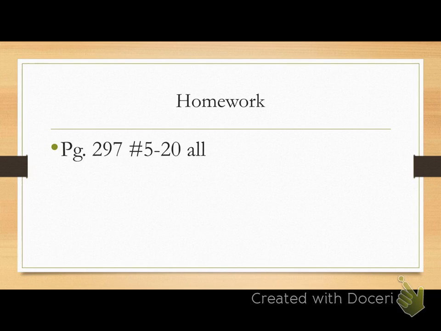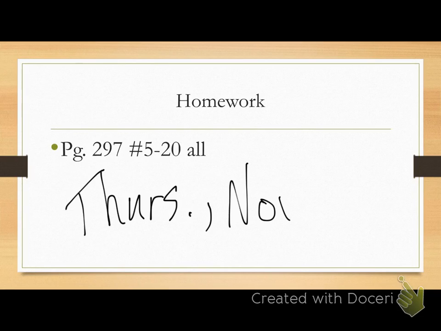So our assignment is page 297 in your textbook, numbers 5 through 20 all. And that'll be due, like I said, Thursday. That would be November 5th. And it'll be due on Canvas for everybody. So, if you're in A group and you've already finished it, great. I'm about to open up the assignment on Canvas here pretty quick. I haven't opened it up yet, but that'll be due on Canvas by Thursday, November 5th at 11:59 p.m.